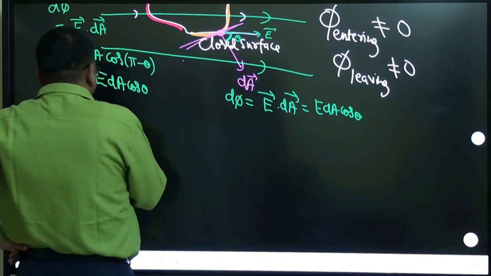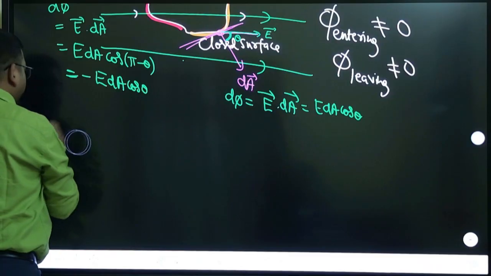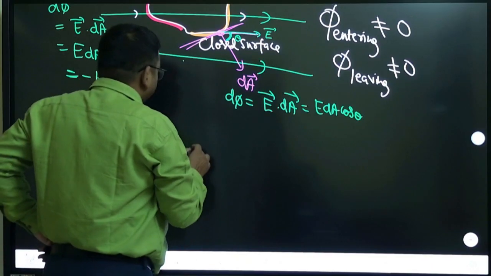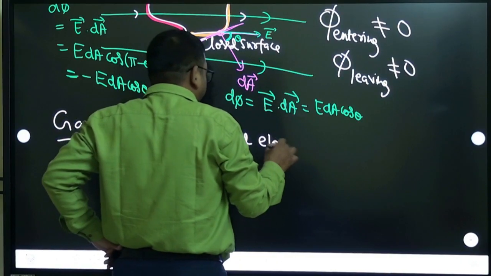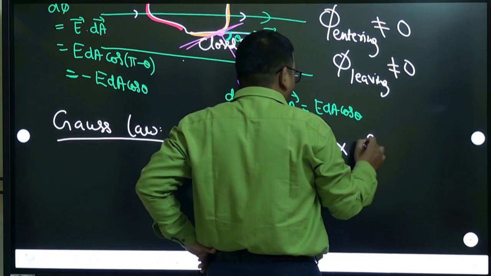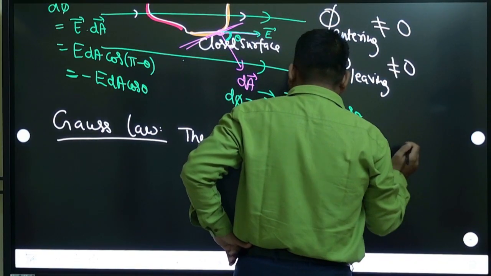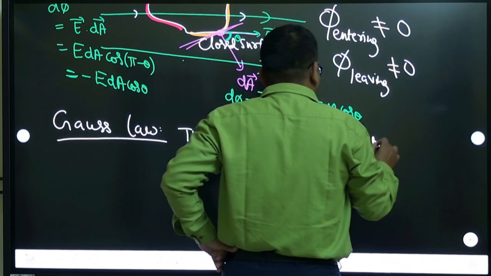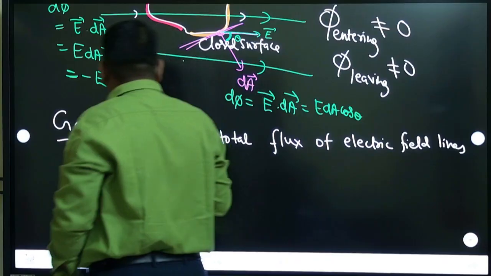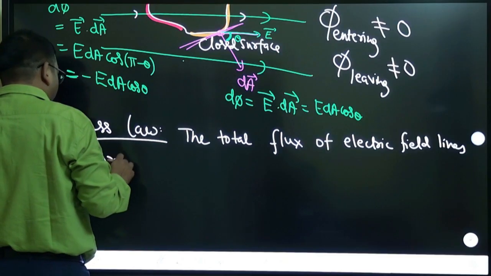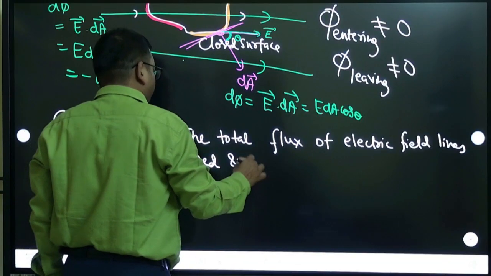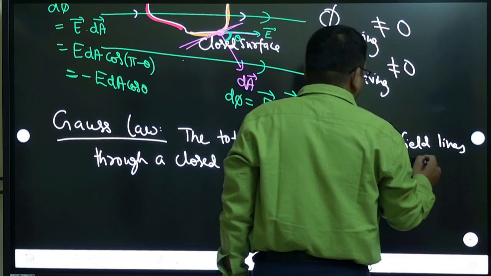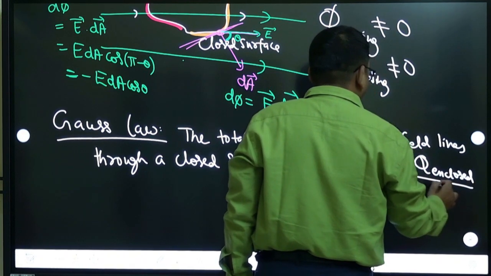Let us take a point charge. So now I think we can first take Gauss law, because the flux concept is clear. Now we can understand Gauss law. So what does Gauss law say? Gauss law says that the total electric flux of the electric field lines crossing a closed surface is equal to the charge enclosed divided by epsilon naught.